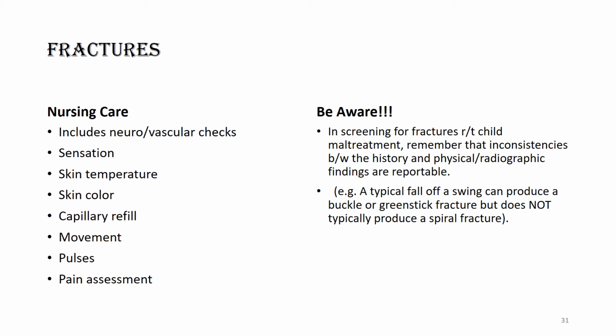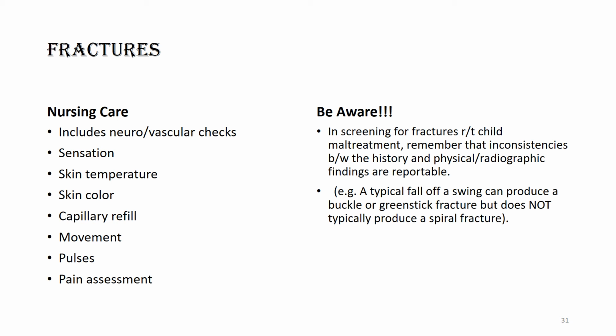The second thing is to make sure that the story is consistent with the type of fracture. For instance, I put an example. A typical fall off a swing can produce a buckle or greenstick fracture, but does not typically produce a spiral fracture. So a greenstick fracture is where the bone looks like, let me see how I could put it, like a little tree, and it's a little bit cracked. The branch is a little bit cracked, like it's going to come off, like a little branch is going to come off the tree.